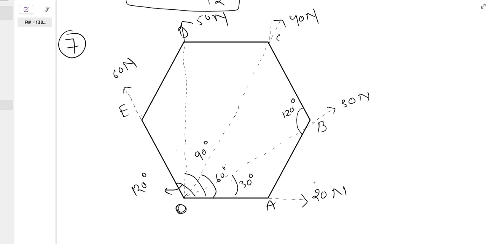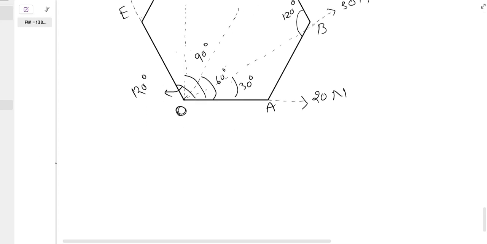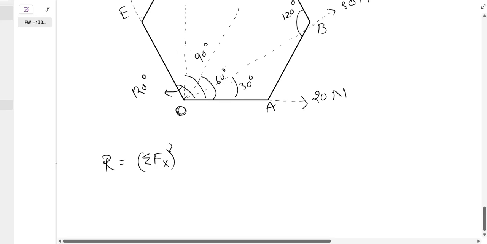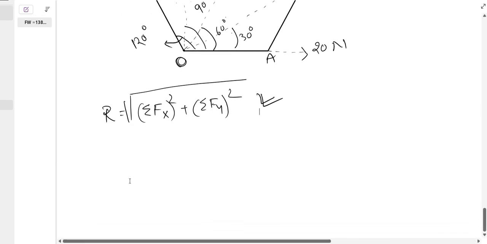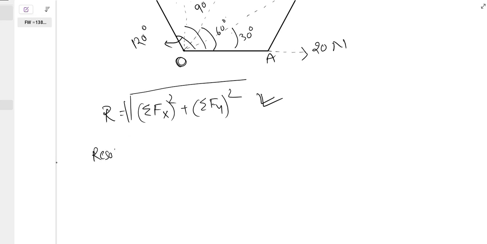So we have to calculate the resultant. Resultant is the square root of the square of summation of Fx plus the square of summation of Fy. This is the formula for resultant. So first we have to resolve all forces horizontally.